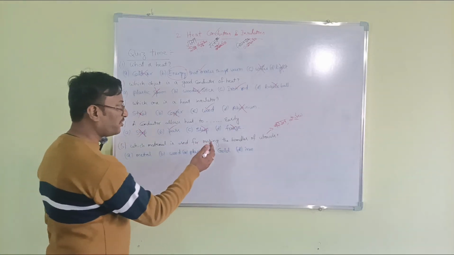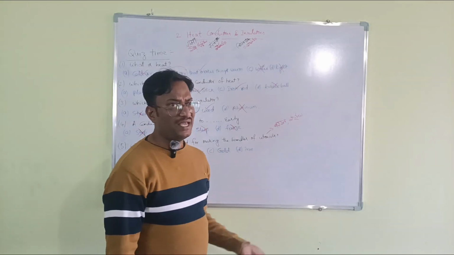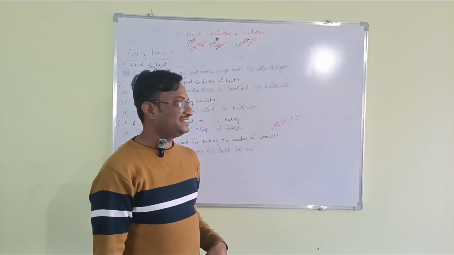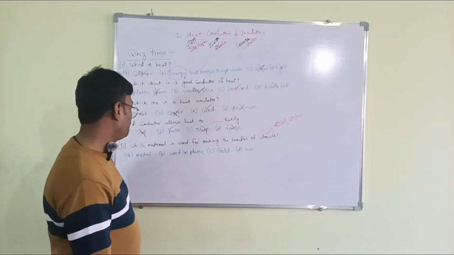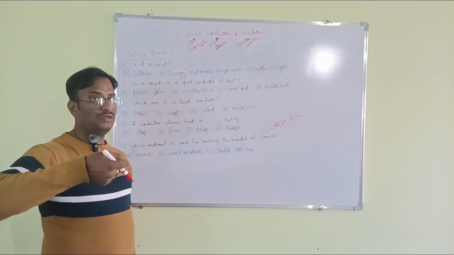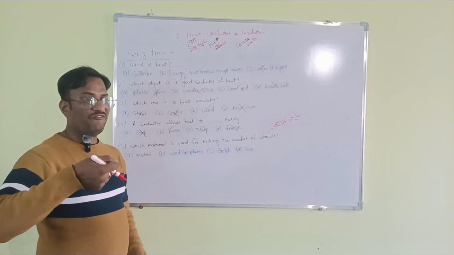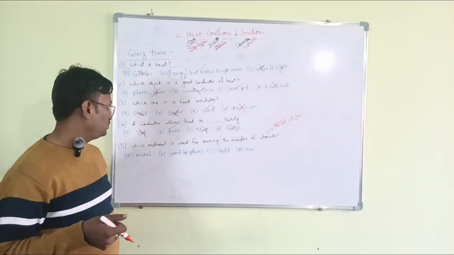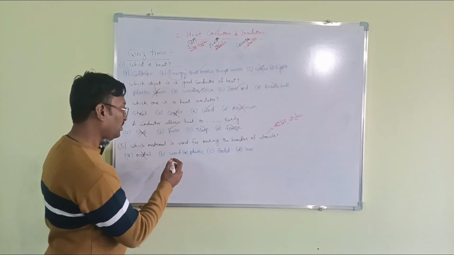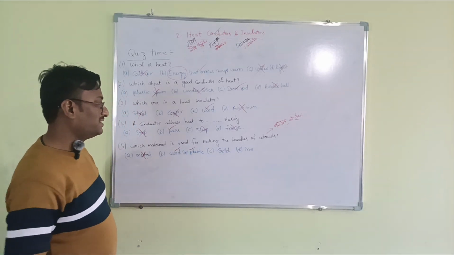Which material is used for making the handles of utensils? Utensils are called vessels, and in Telugu, patralu. So in order to keep the handle from becoming hot, what do we have to use for handles? Metal? No, because metal will become very hot. Wood or plastic? Yes, we can use wood or plastic.